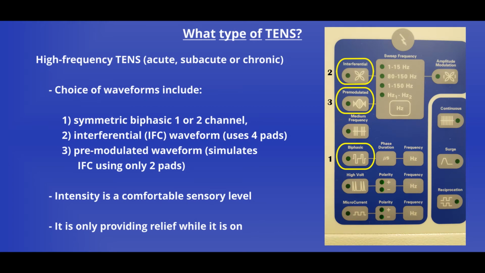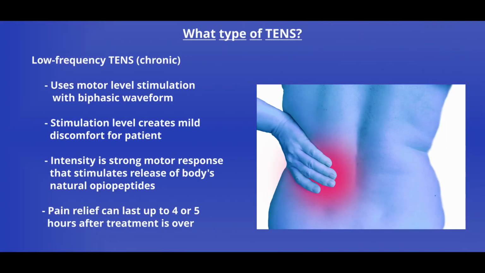The choice of waveforms for high-frequency TENS includes symmetric biphasic, an interferential waveform, or a premodulated waveform. The largest difference is with symmetric biphasic, the frequency stays constant. With IFC and premodulated waveforms, the frequency varies. The primary benefit of having a frequency that sweeps is that there's a lower chance the patient will accommodate to the electrical stimulation. For all three, the intensity is set so that the tingle is strong but comfortable.